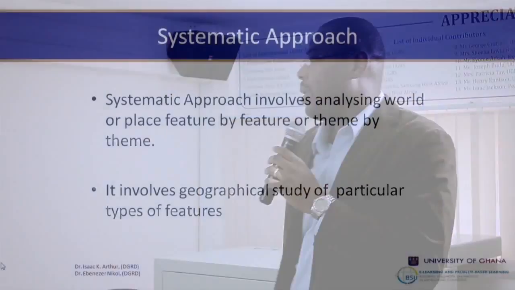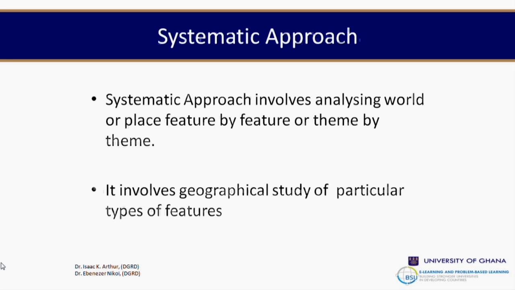Yeah. So the systematic approach involves analyzing the world or place feature by feature or theme by theme, right? If, for example, you want to study population, you look at different features of population. It could be about the population of males, females. It could be about age distribution of a particular population, right? So when you're doing this, it means you are studying them theme by theme. You take the different characteristics of the population and study them. So you have different themes or features in which you are studying.